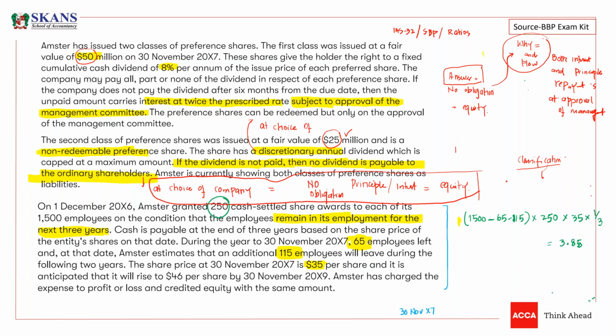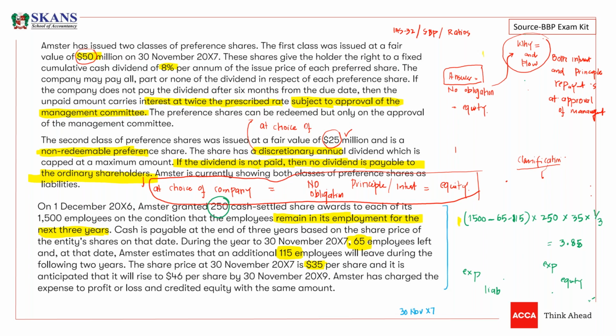So Amster has charged the expense to P&L and credited equity with the same amount. So what they have done is they have charged an expense and they have credited it to equity, but we know that the correct entry should be expense to liability. So instead of writing a liability, they have written equity. So we will say that we need to adjust.